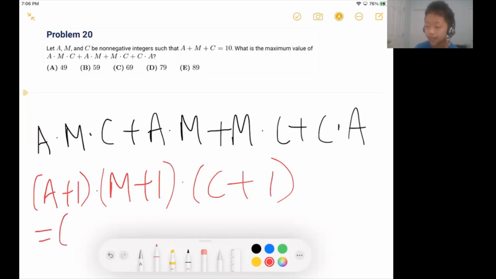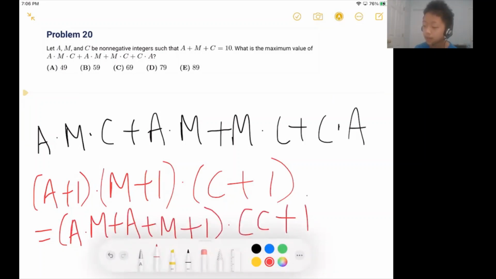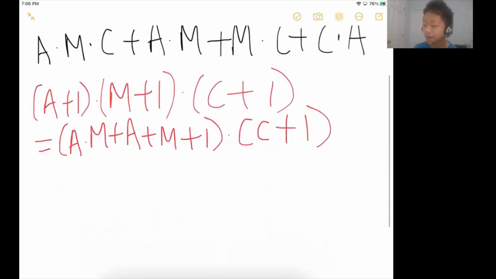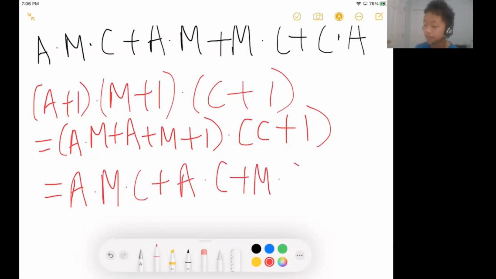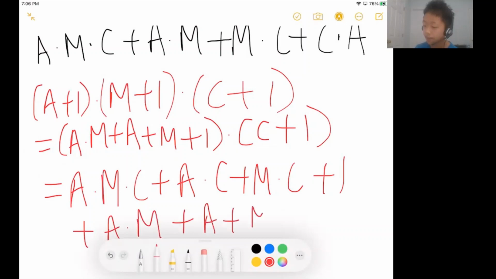If you were to multiply this out, a plus 1 times m plus 1 is a times m plus a plus m plus 1, then times c plus 1. And if you expand this out, you would get a times m times c plus a times c plus m times c plus 1 plus a times m plus a plus m plus 1. Or actually this is supposed to say plus c. If you expand out this entire expression, this is the thing you would get.